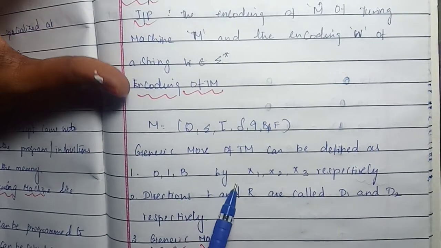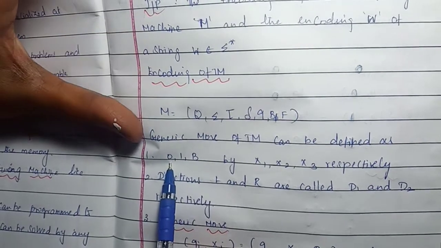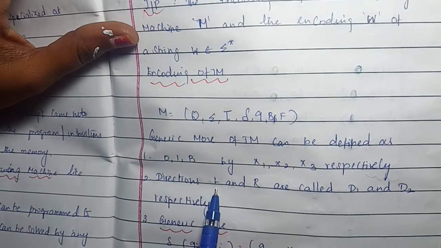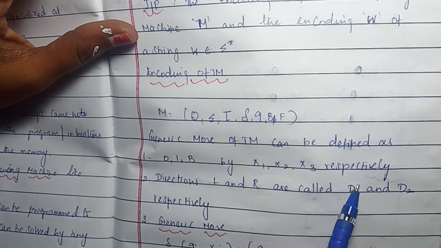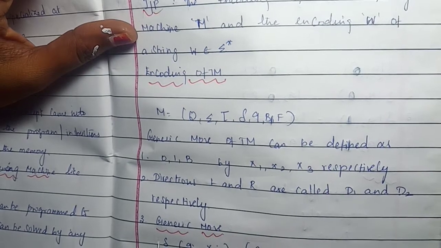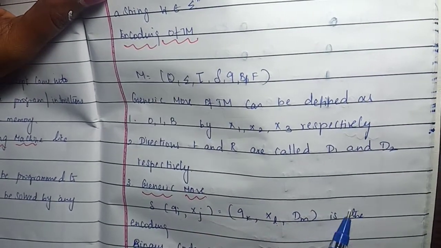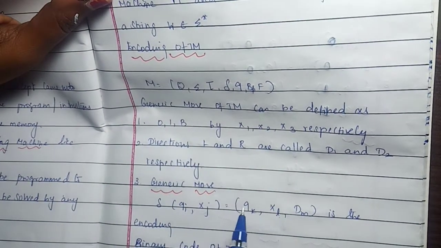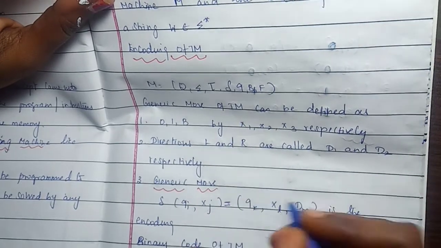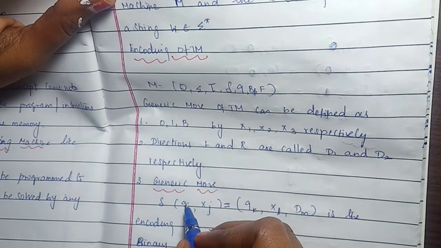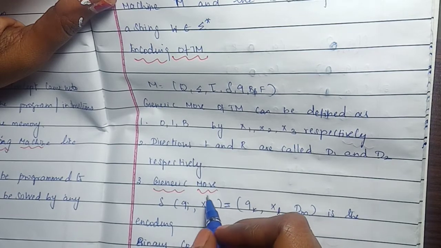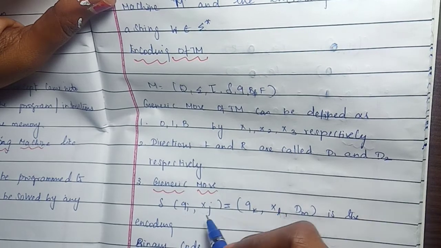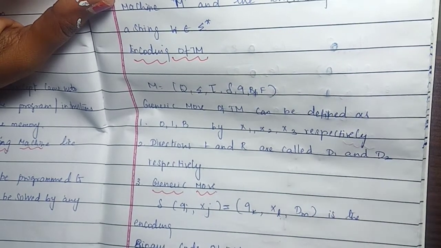The generic move can be defined as: when we have the tape symbols 0, 1, B, they should be replaced by x1, x2, x3 respectively, and L and R should be replaced by D1 and D2 respectively. This generic move is known as instantaneous description. For example, delta of qi comma xj equals qk, xl and dm. That is, if you are in state qi and on input xj, you move to the state qk, replacing the xj by xl and move in the direction dm.